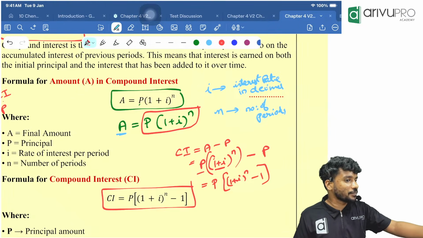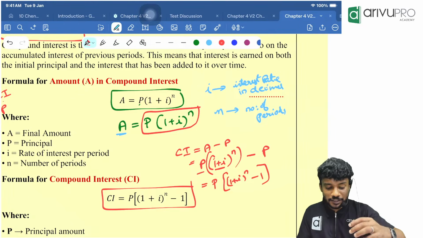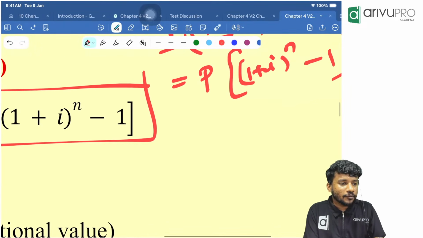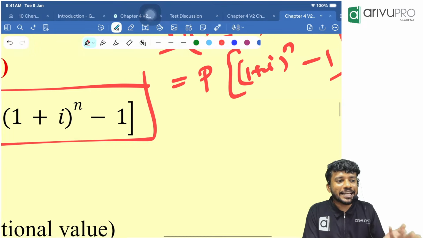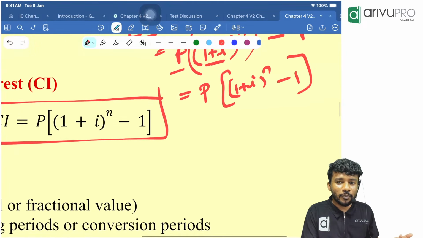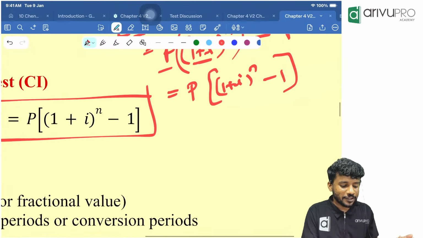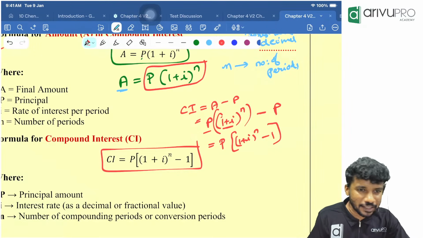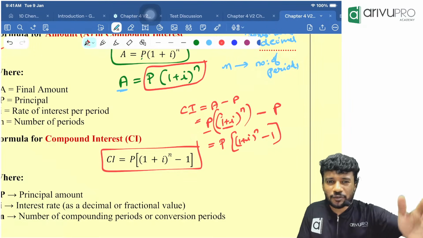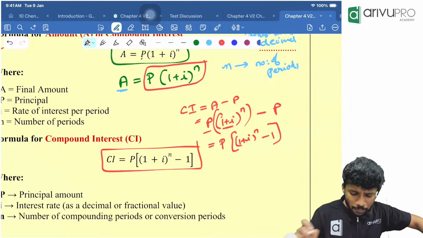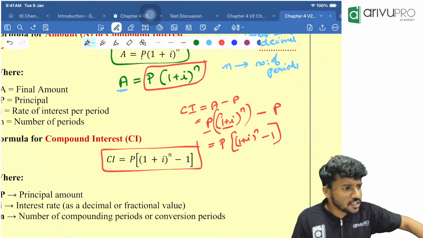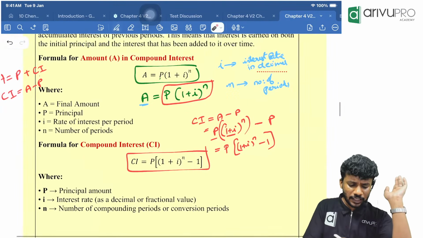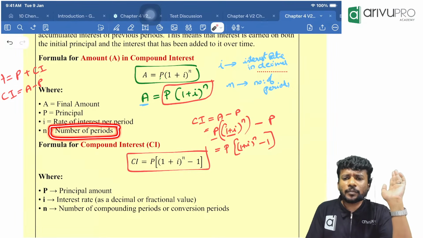In the future, I will teach you something called effective rate of interest. That effective rate of interest will be, if I zoom in, 1 plus I the whole power n minus 1, right? That is effective rate of interest. Zoom out, compound interest. Likewise, if I am multiplying P into 1 plus I the whole power n minus 1, it is compound interest. Otherwise, whatever value is there inside the bracket is called the effective rate of interest, but we will discuss that later.